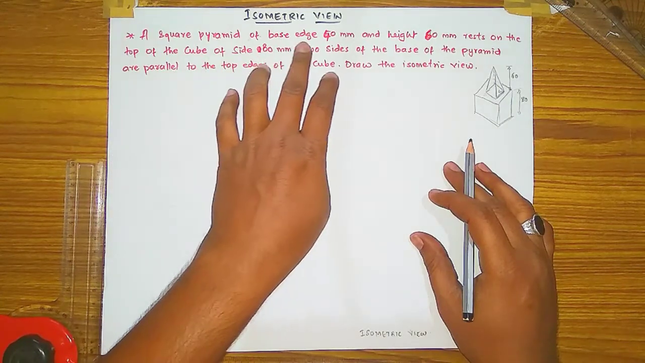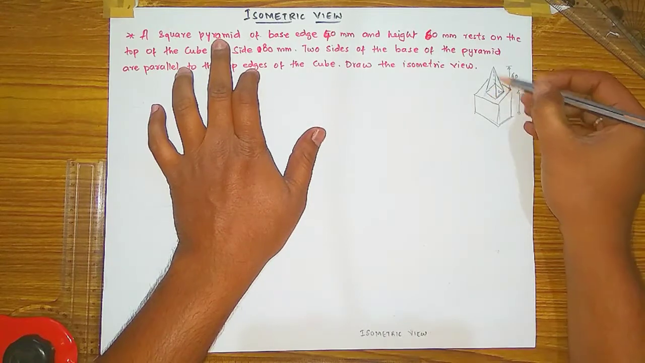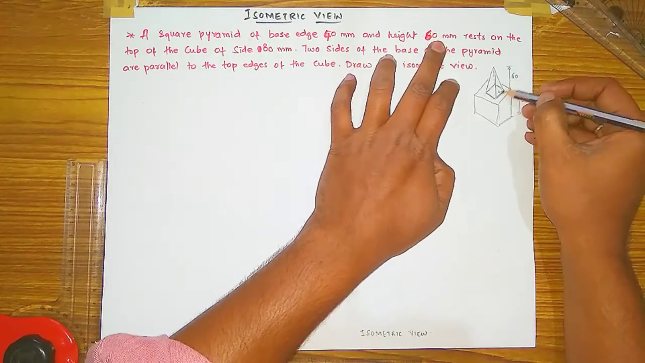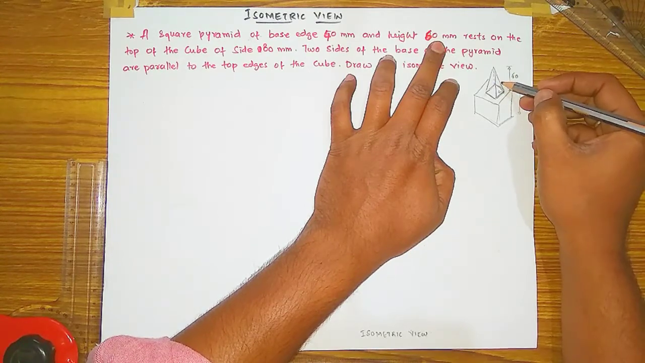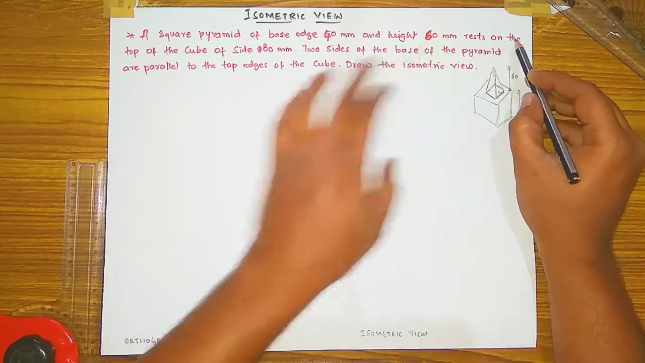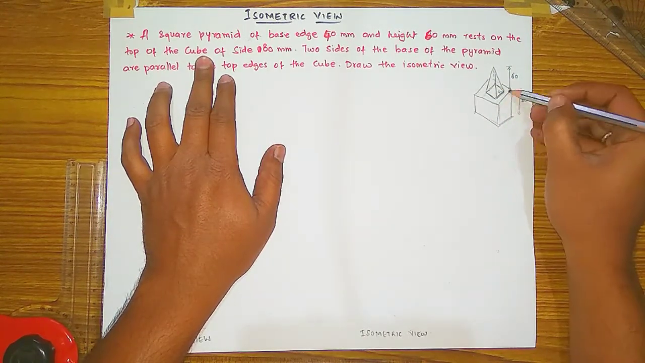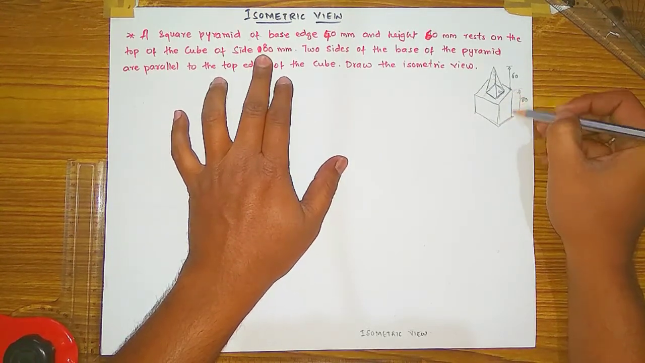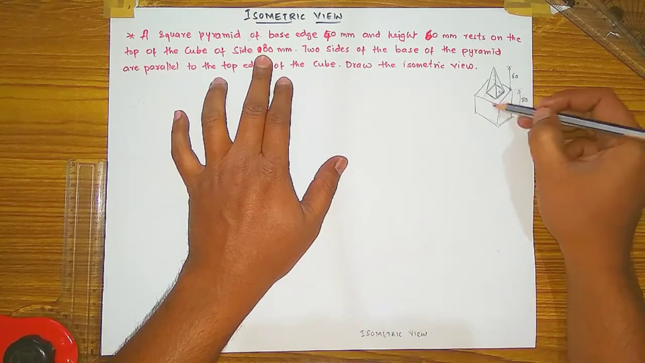A square pyramid of base edge 40 mm means you are having a square pyramid. This is the square pyramid, having the base edge 40 mm and height 60 mm. The square pyramid height is 60 mm, as I have drawn to help you understand easily. It rests on the top of the cube, this is the cube. The square pyramid is resting on the top of the cube of side 80 mm. The cube side is of 80 mm. This is 80 mm, 80 mm, 80 mm, because a cube has all sides equal.